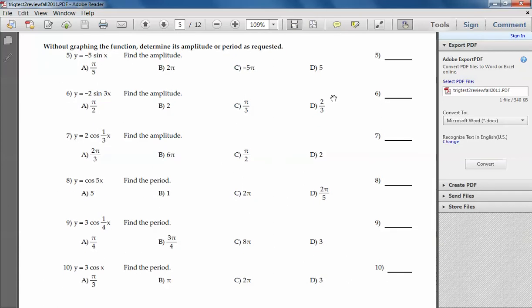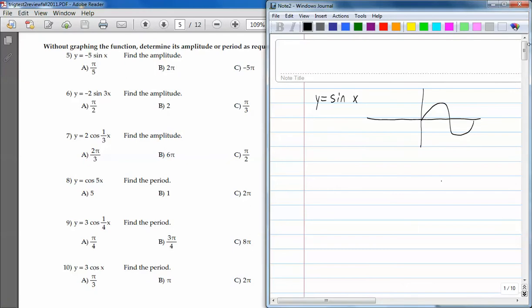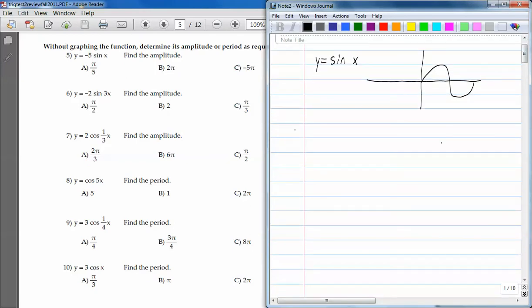Alright, so now let's look at some of these. Without graphing the function, determine its amplitude or period as requested. Alright, find the amplitude for number 5.